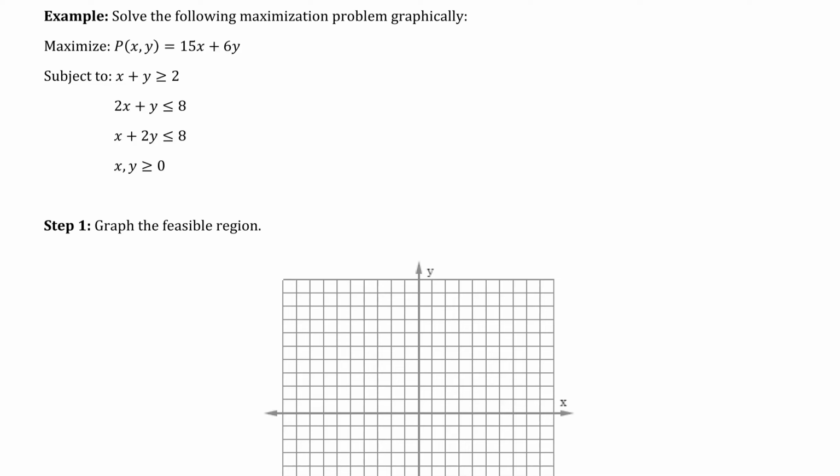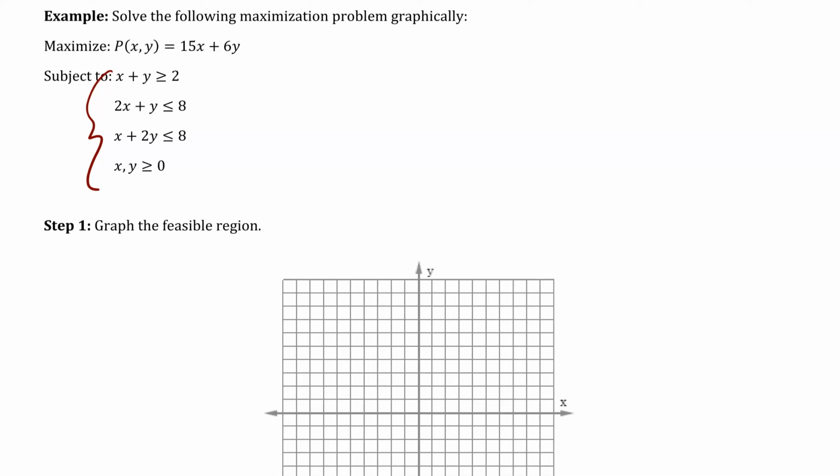In this video, we will solve maximization problems graphically. So here you see we have our objective function, which is called p of xy, and then it's subject to these four constraints. Step one is to graph the feasible region. So in order to graph the feasible region, we will need to take these four constraints and graph them.